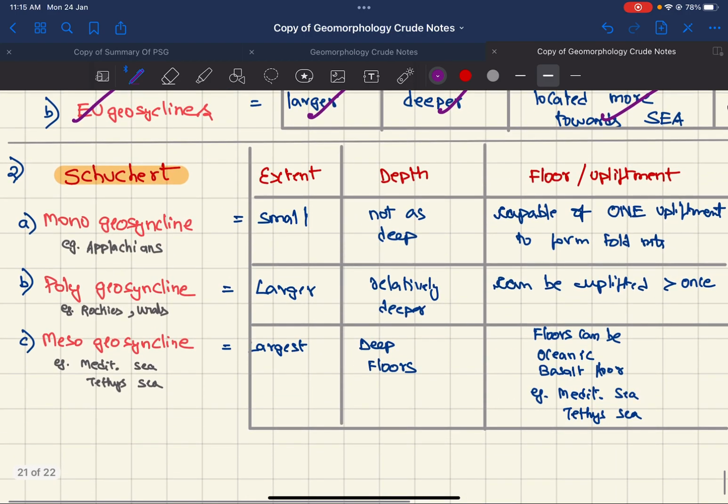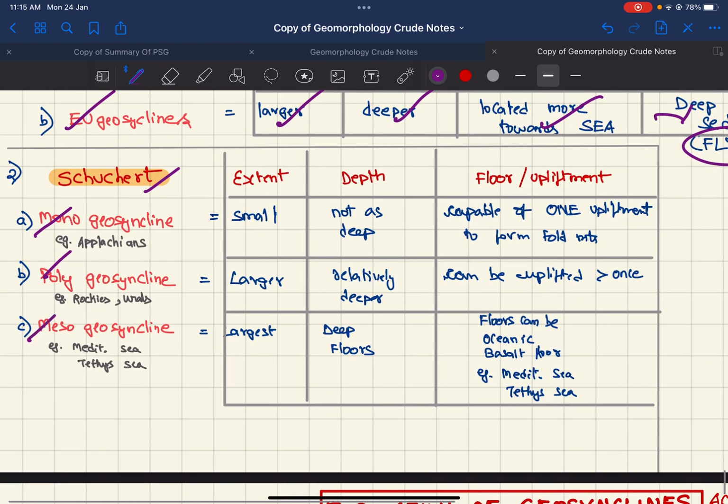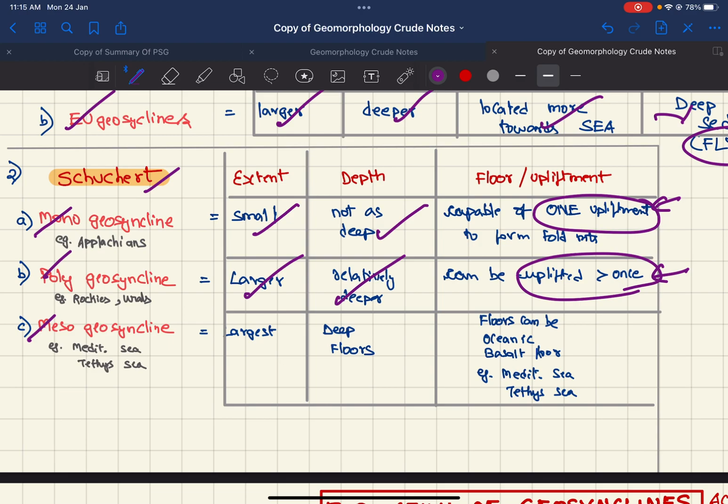Next, we have Kay, who gave monogeosyncline, polygeosyncline, and mesogeosyncline. Monogeosyncline is small. This is not as deep. It is only capable of one upliftment. This is the keyword here. And polygeosyncline is larger and relatively deeper, and this can be uplifted more than once. So poly means more than once it can be uplifted. And mesogeosynclines are the largest, and these have very deep floors. Floors can be as deep as the oceanic basalt floor.